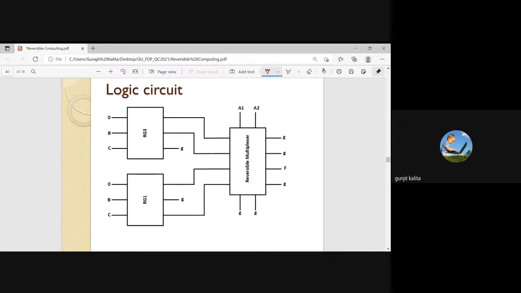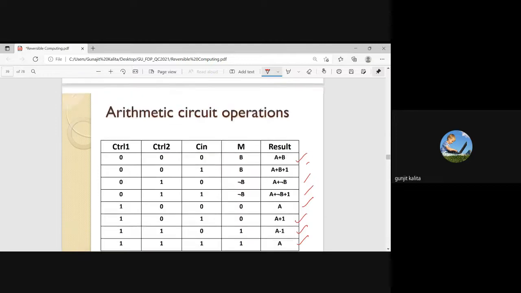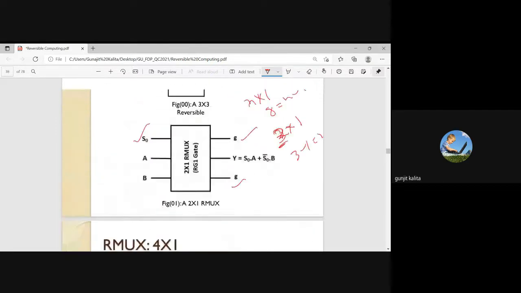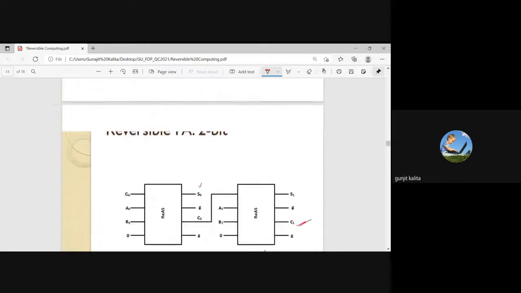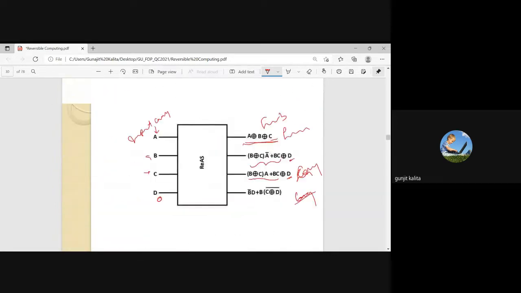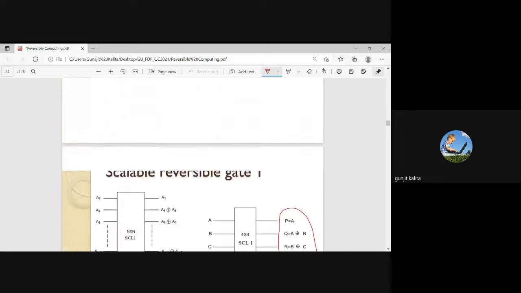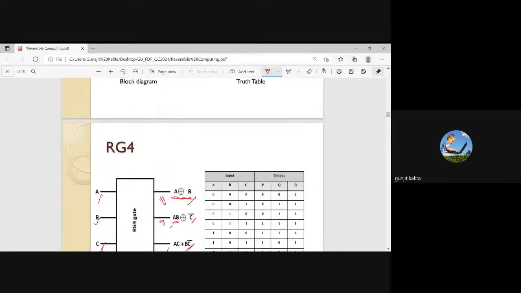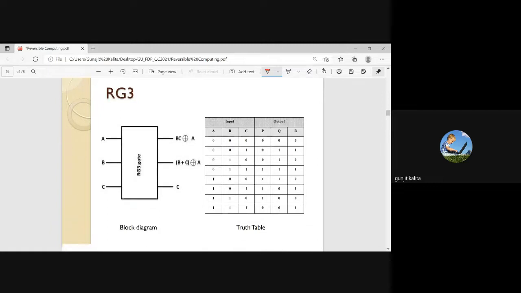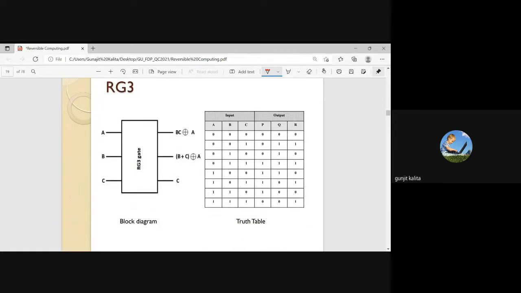Similarly, the logic circuit performs logic operations like AND, OR, XOR, that type of operation. So we are using these two reversible blocks. If you see that block, it will give a certain operation. Let me define it over here. As defined, the operation will be BC XOR K.